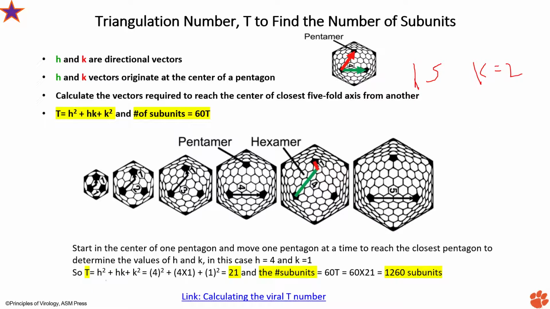If H is 5, then this becomes 25. Everybody good? And then plus HK, that is 10. That's correct. Plus 4. Everybody good? So 39 will be your T number, and what will be the number of subunits? You multiply with 60. What will be the number?